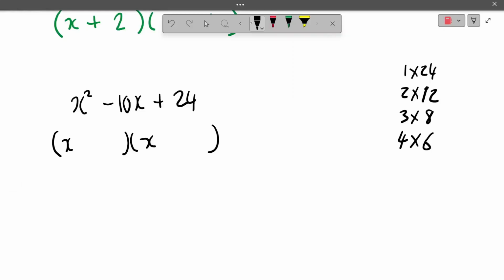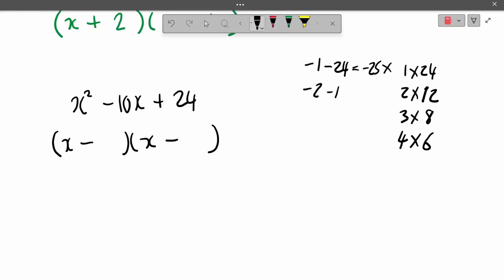Well, I could multiply to make a positive by having two positives, but that ain't going to get me to my minus 10. But what I could also have is two minuses, because a minus and a minus multiplies to make a plus. And then I need to go through the wonderful combinations of minus 1 minus 24 equals minus 25. Well, that doesn't work.